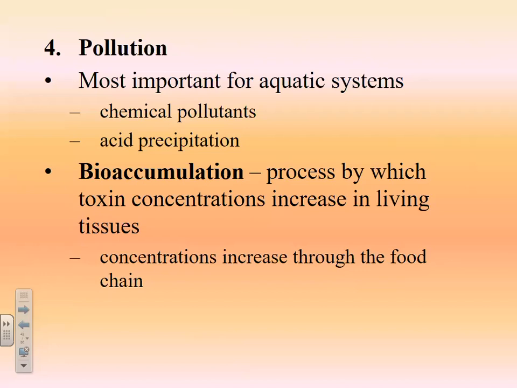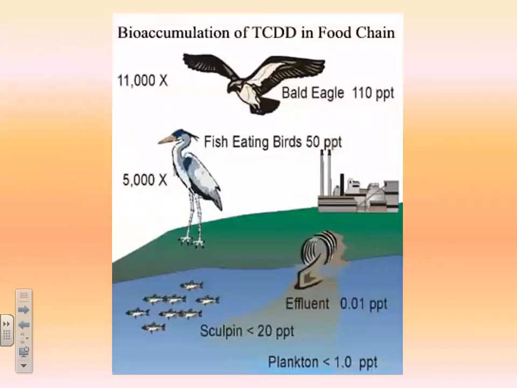So this is the problem that happened with DDT. DDT started killing all your top level predators, things like birds, eagles, hawks, instead of the bugs that they were aiming for. So this is an example of that. You have the plankton in the water. They have 1 part per thousand. And by the time it gets up to the bald eagle, it's up to 110 parts per thousand, 11,000 times as much poison at the top of the ecosystem.